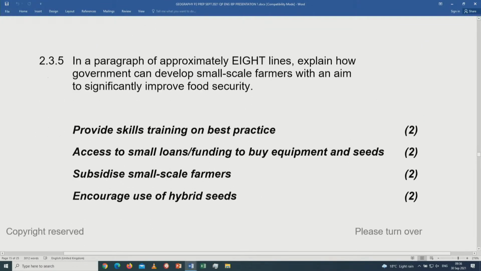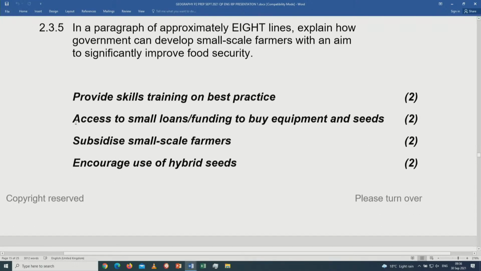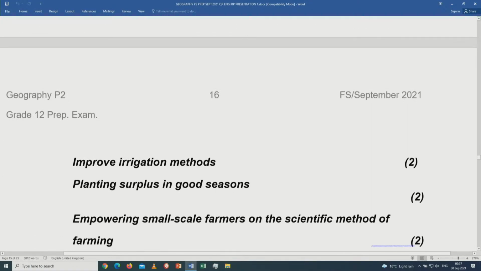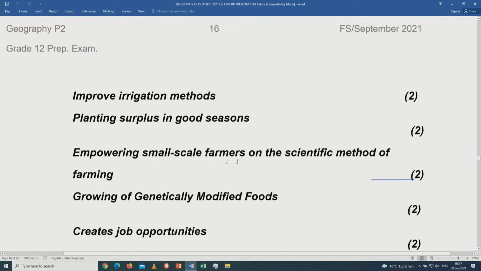Okay? 2.3.5. In a paragraph of approximately 8 lines, explain how the government can develop small-scale farmers with an aim to significantly improve food security. The government should provide skills training on best practice, 2 marks. Access to small loans funding to buy equipment and seeds, 2 marks. Subsidize small-scale farmers, 2 marks. Encourage use of hybrid seed, 2 marks. Improve irrigation methods, 2 marks for that. Planting surplus in good season, 2 marks. Empowering small-scale farmers on specific methods of farming, 2 marks. Growing of genetically modified food, 2 marks.